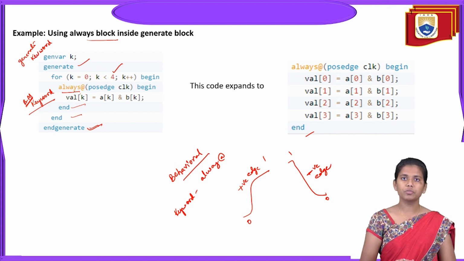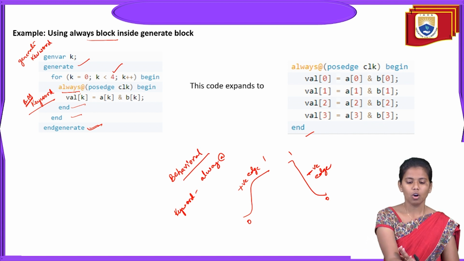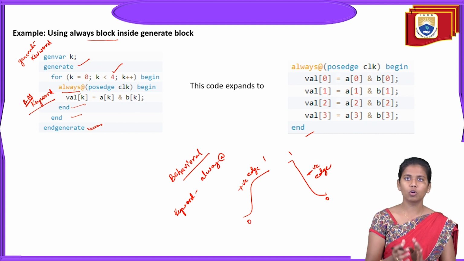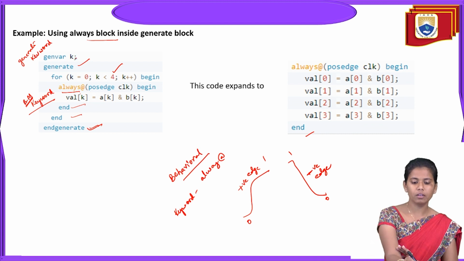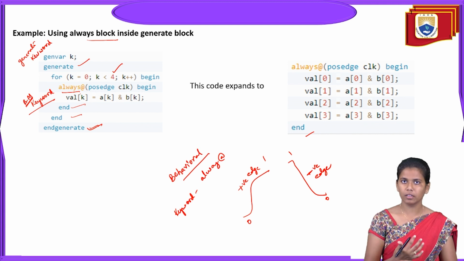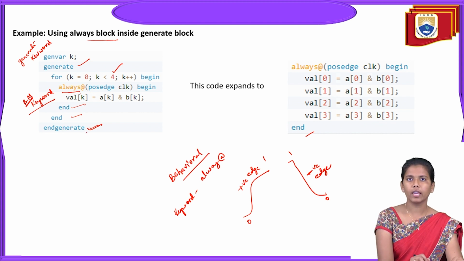In this code, you are writing with respect to the always block. Why? Because we are writing all the code using behavioral modeling. So when you are using behavioral modeling, always @ is a keyword to be assigned. And this code is also with respect to the generate block, so you start your code with the keyword genvar. Then generate, then the for loop, then end, and then endgenerate.